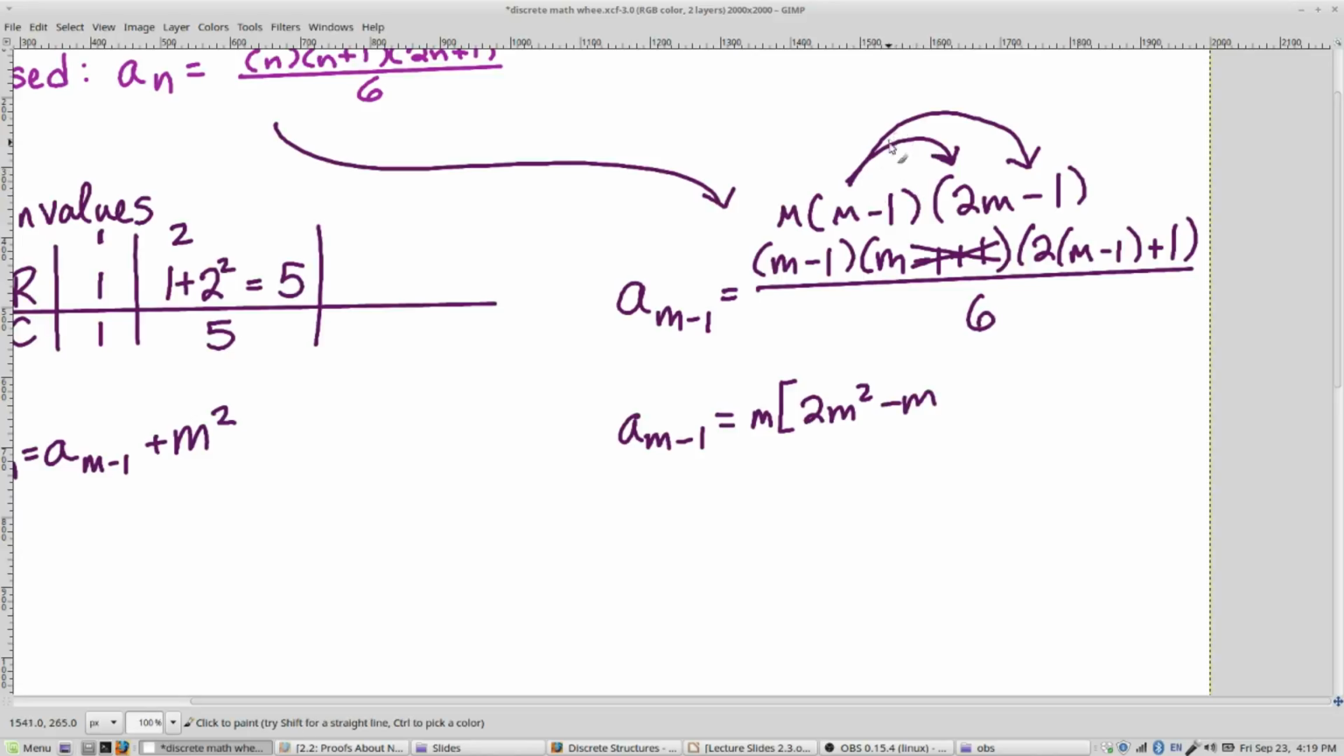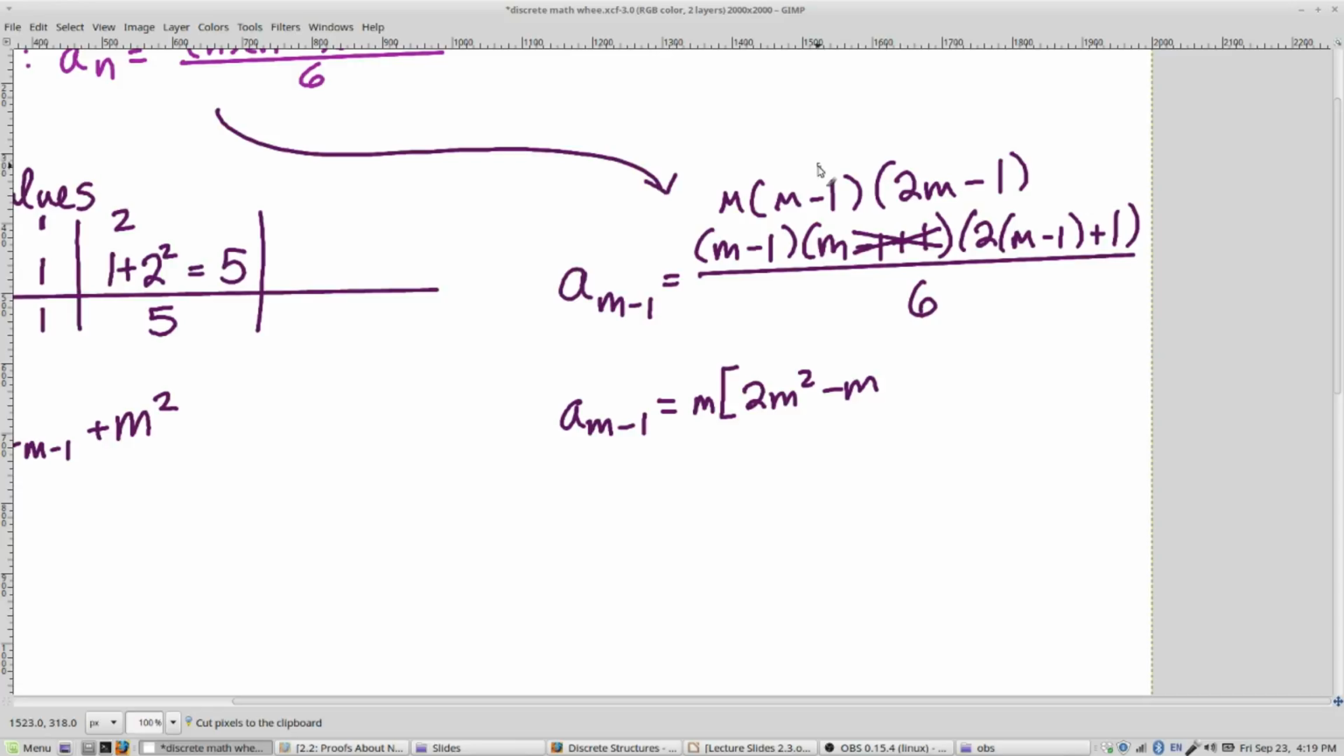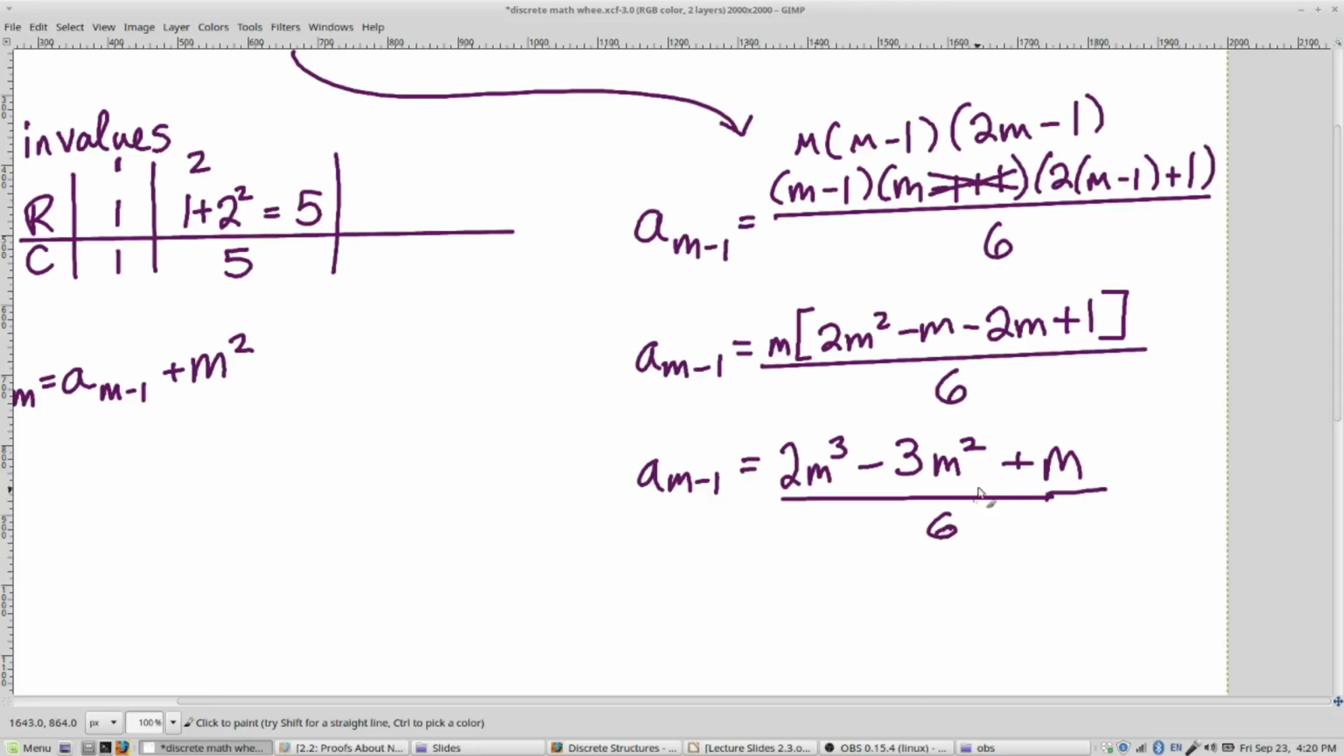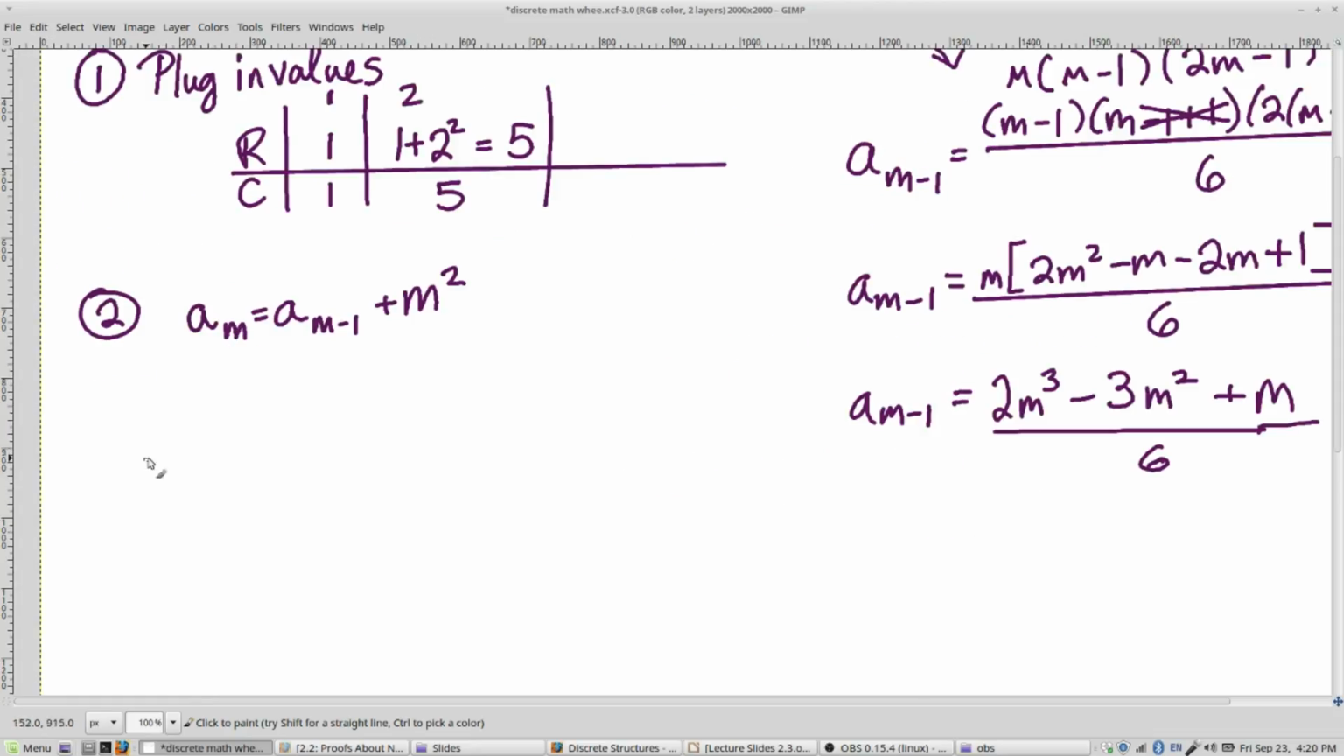Oops, I should have written these differently so I don't have to erase these by hand. Then minus 2m and plus 1 over 6. Okay, great. Then these two can be combined, so a sub m minus 1, and we'll just distribute the m as well. 2m cubed. This would be negative 3, so negative 3m squared plus m over 6. So that's, unfortunately, the result for what a sub m minus 1 is.